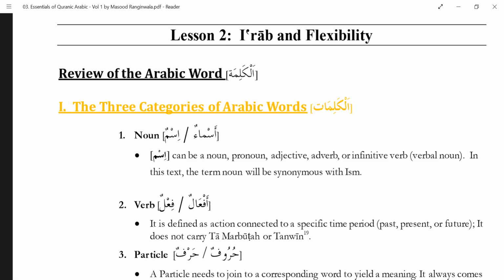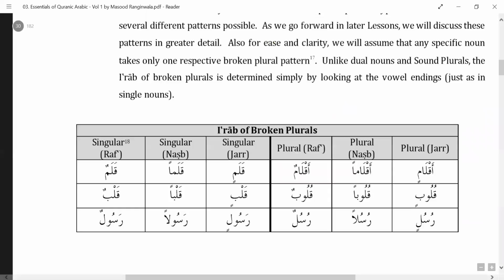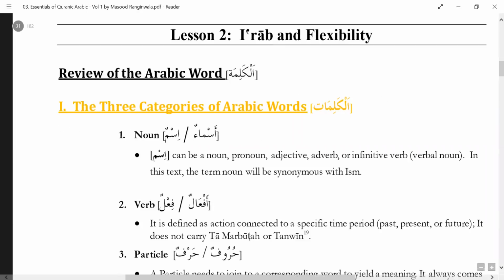We stopped last class at lesson 1. We completed that. We will inshallah start lesson 2 now, which is on i'rab and flexibility. We already know what is i'rab. Flexibility is something that was not covered in the previous lessons. So we will do about this.